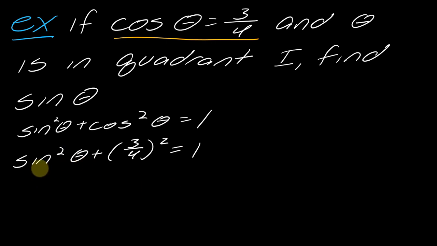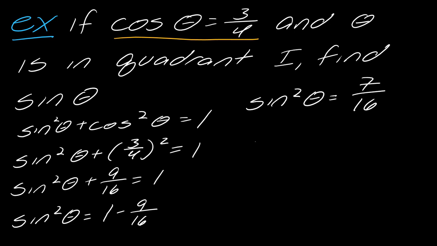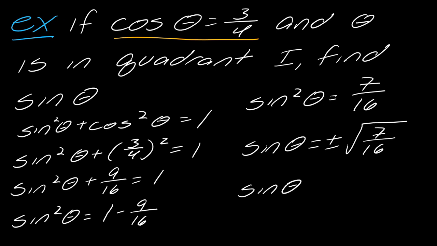And so you can see now that we could actually go through and do the algebra to figure out what sine of theta is equal to. So I'm going to have sine squared theta plus 9/16 equals 1. So sine squared theta equals 1 minus 9/16. And so then sine squared theta is going to equal 7/16. And then if I take the square root of both sides, remember you have to use the square root property here, sine of theta will equal plus or minus the square root of 7/16.